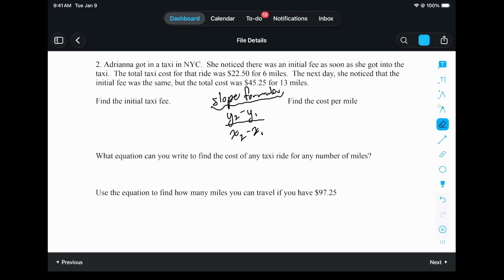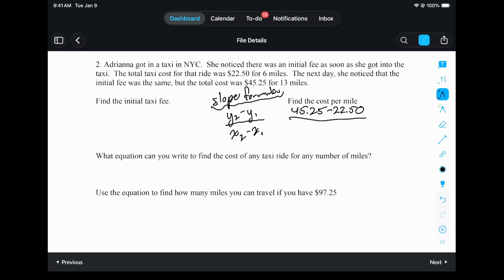So we're going to set this up like this. For y2, I'm going to do 45.25 minus 22.50 over. Now here's the important part. I chose 45.25 as my y2 and 22.50 as my y1.